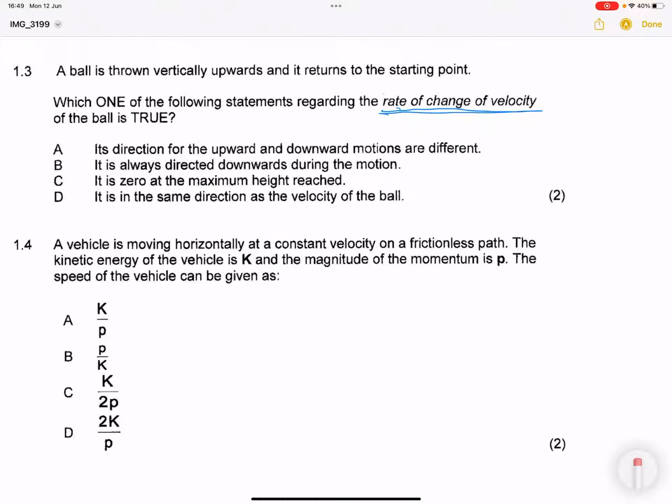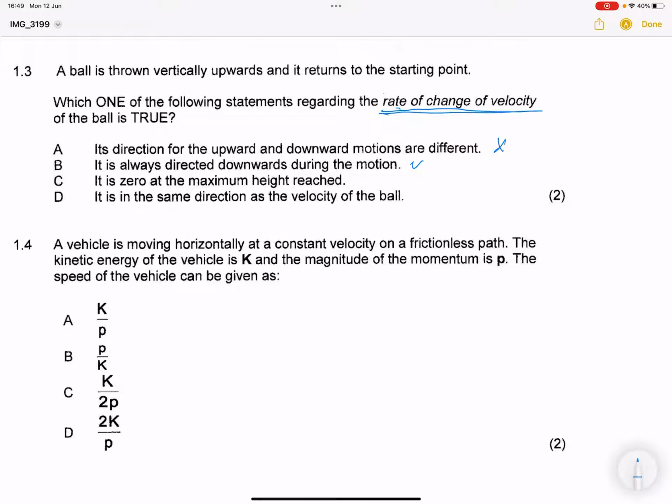They say its direction for the upward and downward motion are different. That's not true. Remember that gravitational acceleration will be the same. It will always be vertically downwards. They say it is always directed downwards during the motion. This looks true. B looks to be true, but let's check the others.